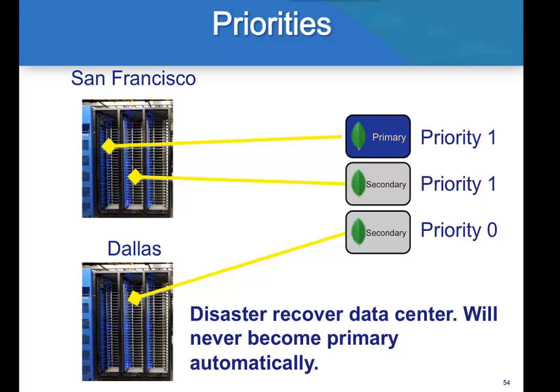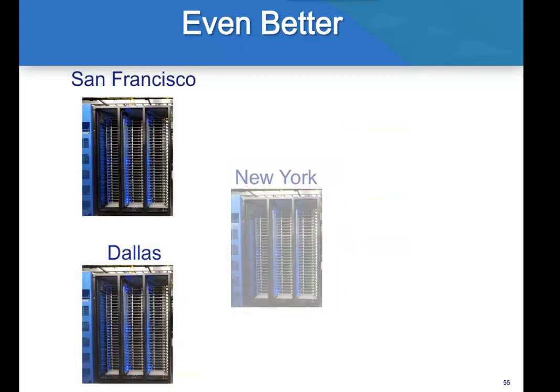So this is good, but what happens if the data center in San Francisco crashes? Well, then you have one data node. It's in Dallas. It has all of your data, but it doesn't have enough votes to become primary, so your application is not available. We can do better.